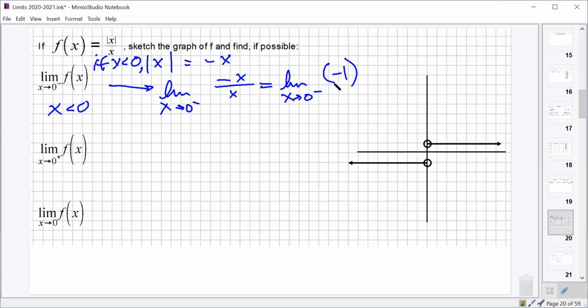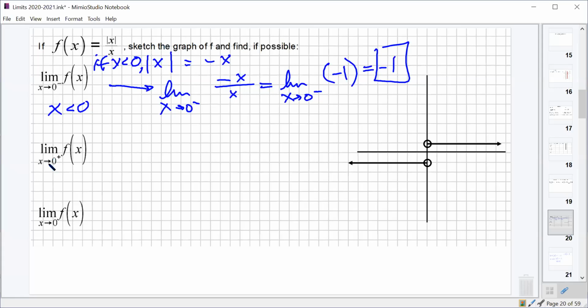Anybody know what the limit as x approaches 0 from the left of -1 is? What does that equal? -1. It equals -1. And that's what we got yesterday when we did that problem graphically, isn't it? We looked at this and said, as we approach 0, we're at -1. Does that make sense? Does that process make sense to everybody or no? Yeah. Any questions on that? No? Everybody good? All right.